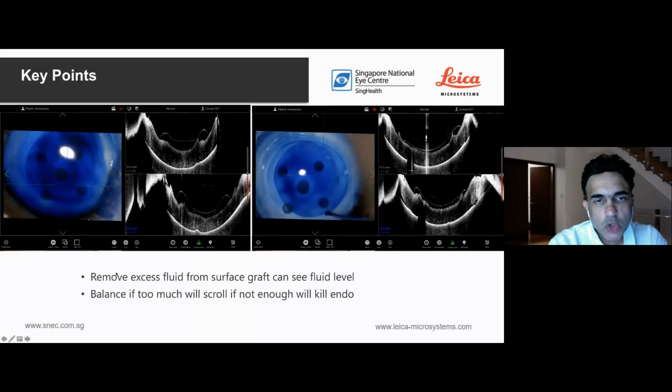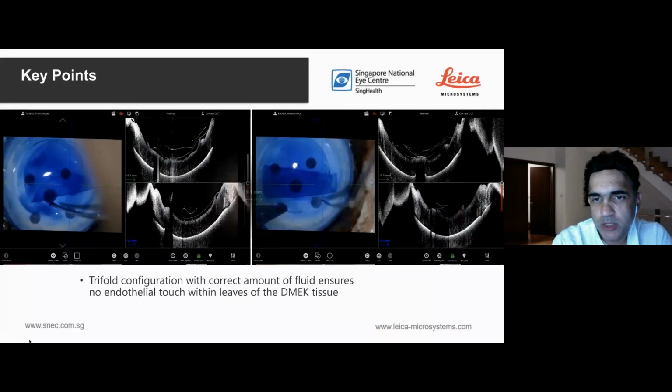So this just shows you some of the videos from there. This shows you the fluid line over the DMEK tissue, and this shows you how much the fluid line has dropped down now on top of the DMEK to help you make that trifold into a nice neat trifold. It's important to get the amount of fluid level absolutely right. You will get that with experience over time, but this is a shortcut way of learning how much fluid there has to be on the surface.